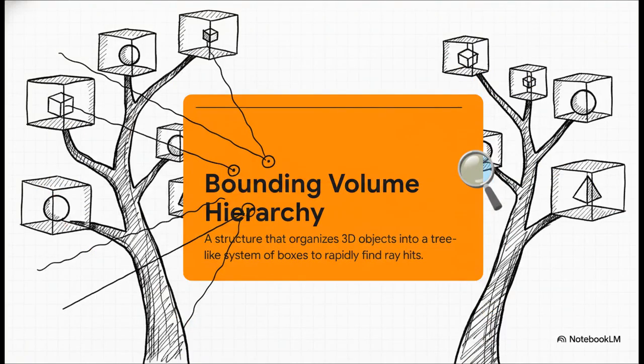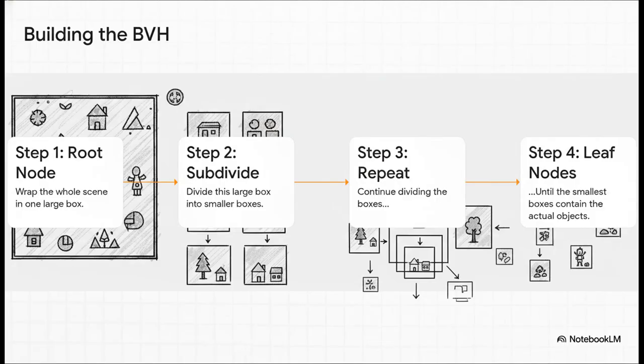Okay, so what in the world is a bounding volume hierarchy? The easiest way to think about it is like a super smart filing system for the entire 3D world. It takes all those millions of triangles and organizes them into this clever structure of boxes inside of other boxes. It's basically like giving every light ray a GPS so it can figure out where it's going to hit something without having to wander around aimlessly. It's all about speed.